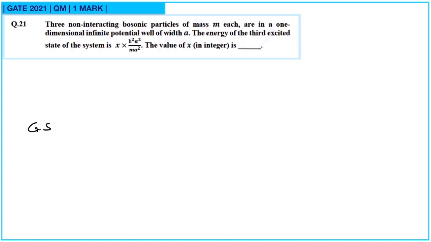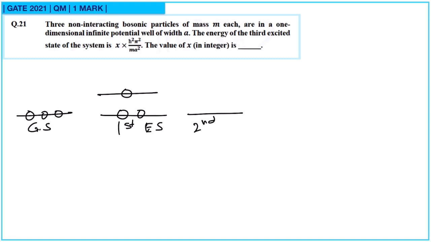Now what will be ground state? That means all particles will be in ground state. Then in first excited state, 2 particles in first state and 1 particle in second state. Then second excited state will be 1 particle here and 2 particles here. Since these are bosonic particles, that's why we are drawing these configurations. And third excited state will be all the particles will be in second orbit.